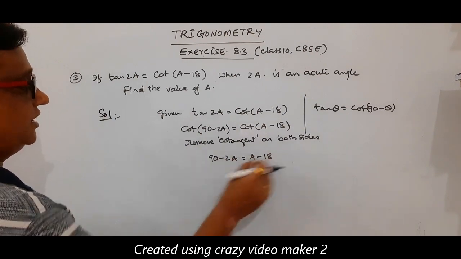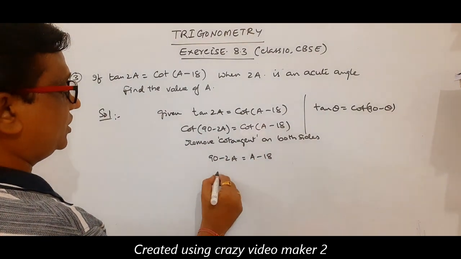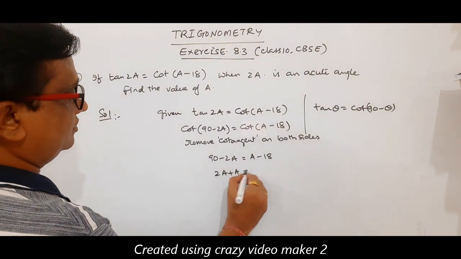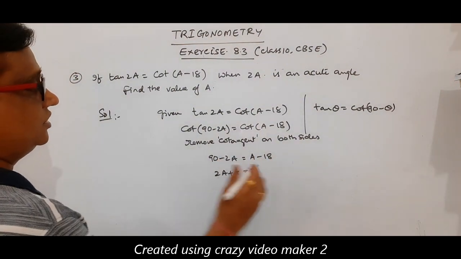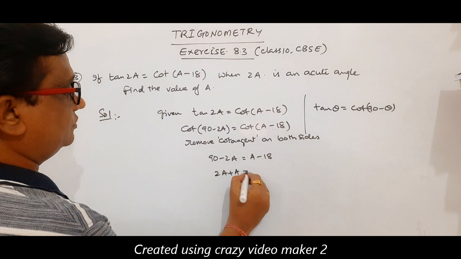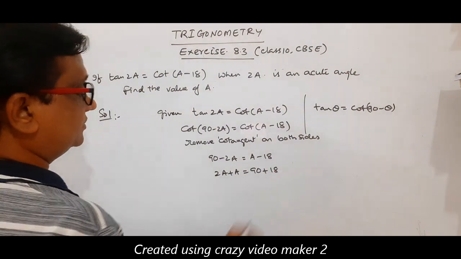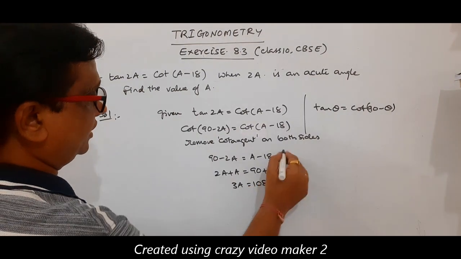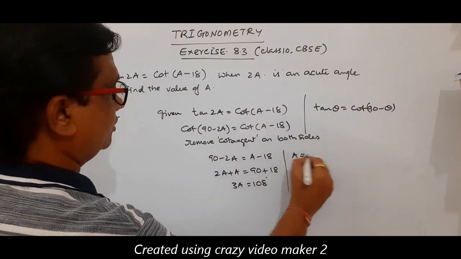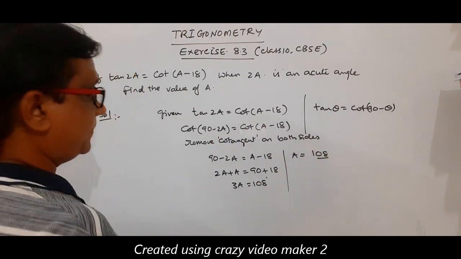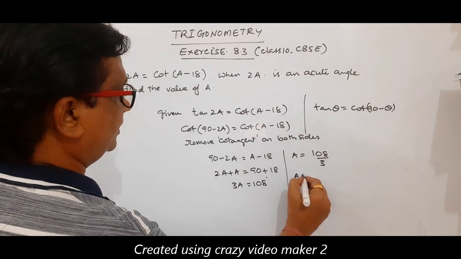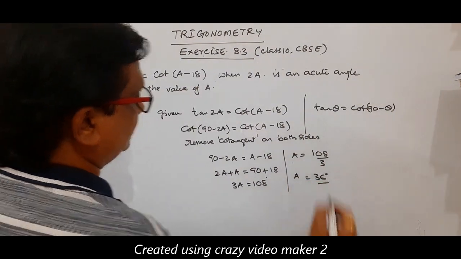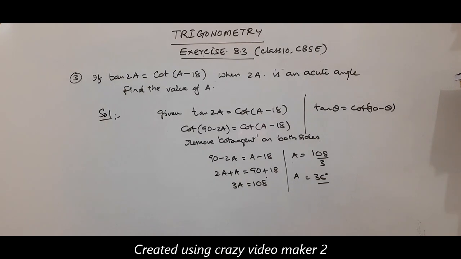So by transposing, this 2a goes to the other side, a plus 2a, and this 18 comes here, so 90 plus 18. So 3a equal to 108. So a equal to 108 by 3, a equal to 36 degrees. So the value of A is 36 degrees. Like this we are going to do.